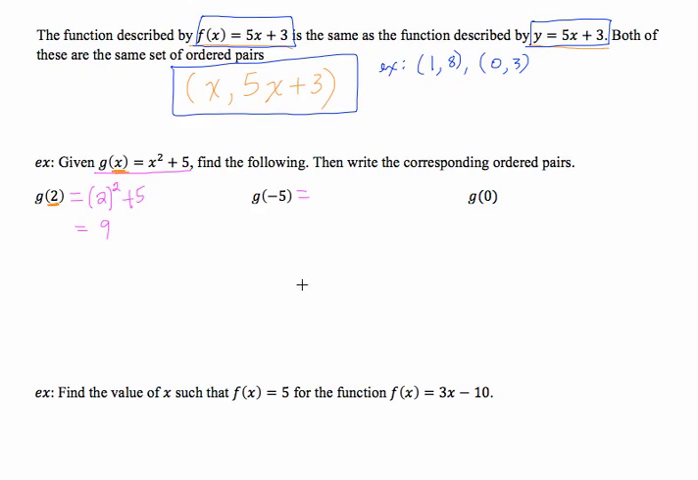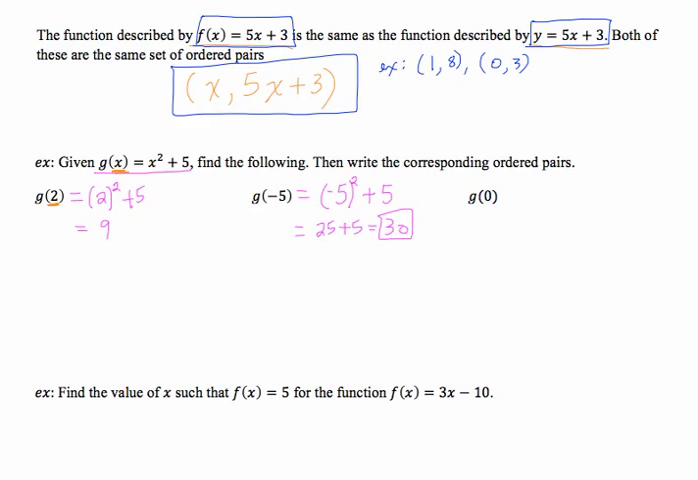G of negative 5 would be to put a negative 5 in for x. Now this is actually not correct, what I'm writing here. This is wrong. Okay, the reason why is because of order of operations. You have to put those parentheses around the negative 5 because it's negative 5 all squared. In other words, the negative gets squared as well as the 5. So negative 5 times negative 5 is positive 25, plus 5, or you get 30.